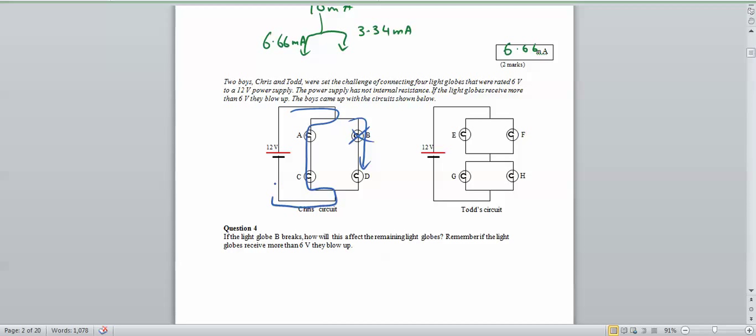So let's have a look through here. We're assuming that they're exactly the same, so this globe is going to receive 6 volts, and this one is going to receive 6 volts.